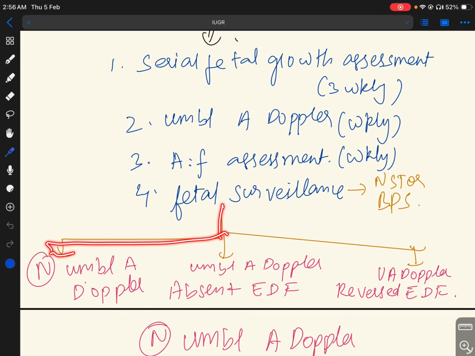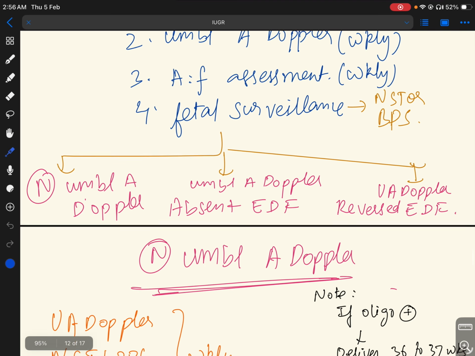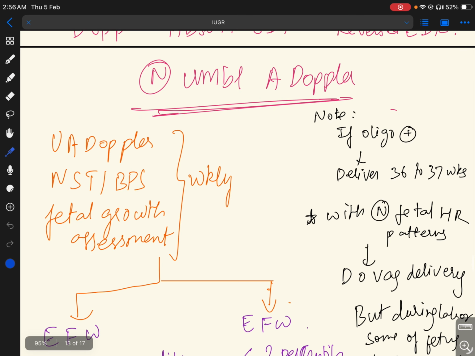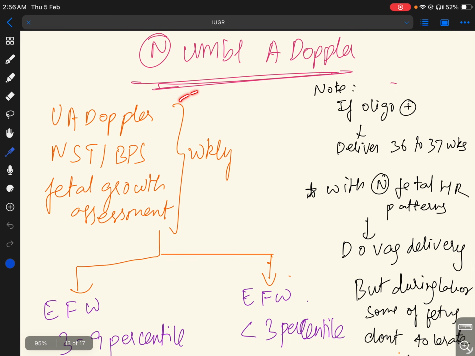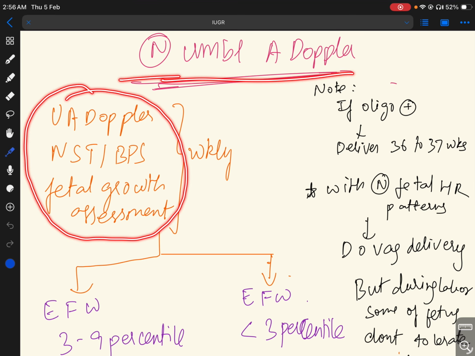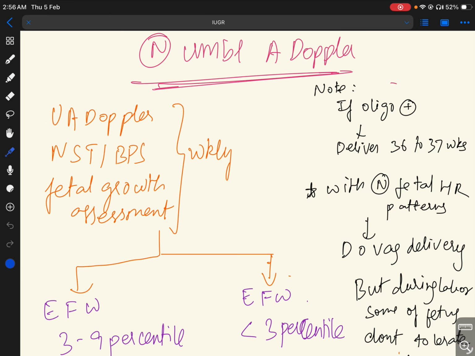So this will be divided into 3 categories. The first category is normal umbilical artery Doppler. The second category is umbilical artery Doppler with absent end diastolic flow. And the third is umbilical artery Doppler with reversed end diastolic flow. First, we'll see normal umbilical artery Doppler. In case of normal umbilical artery Doppler, we'll be doing umbilical artery Doppler, non-stress test, biophysical score, and fetal growth assessment weekly.